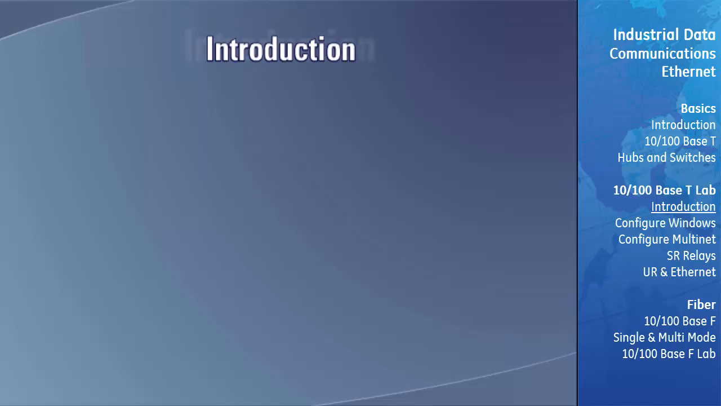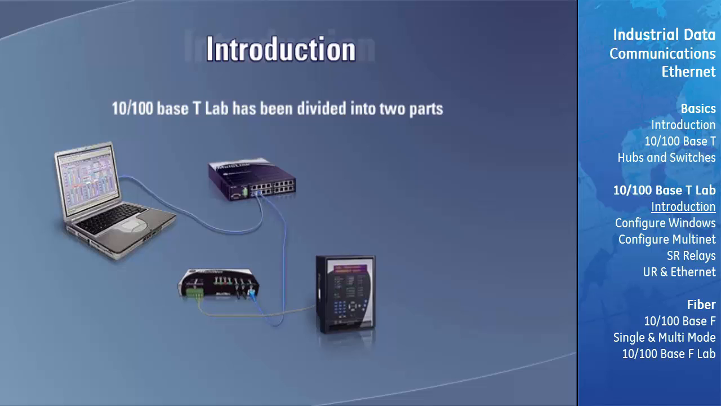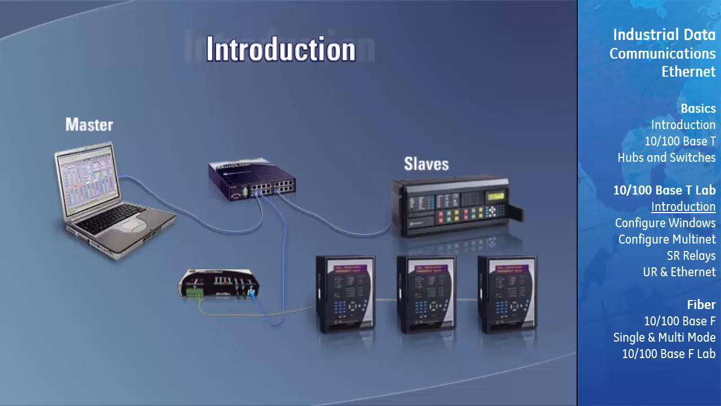The following 10/100 Base-T lab has been divided into two parts. The first will demonstrate how to interconnect a 10 Base-T Ethernet LAN and an RS-485 LAN. We will be using the GE MultiNet to allow masters on the Ethernet LAN to communicate to SR relays on the RS-485 LAN. In the second part, we will demonstrate how to integrate the Universal Relay into the Ethernet LAN.